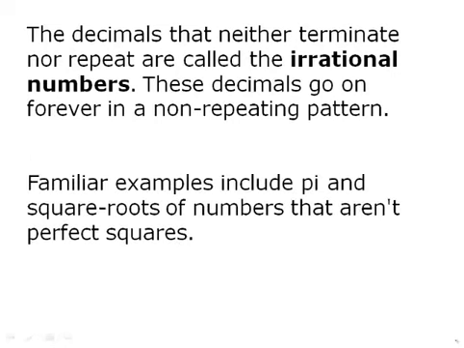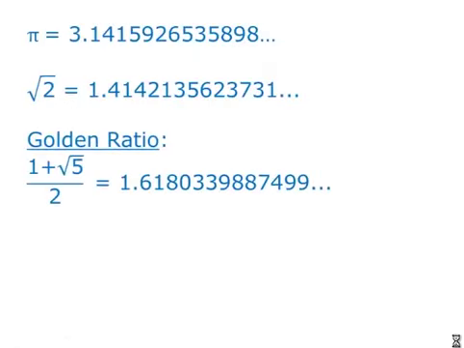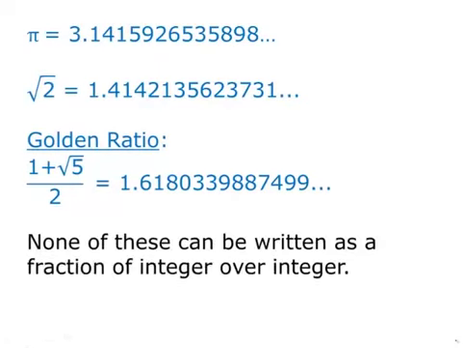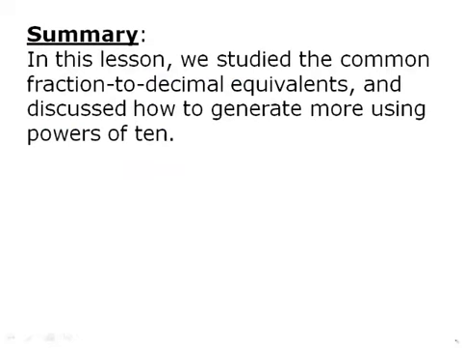Familiar examples include pi and square roots of numbers that aren't perfect squares. So for example, here are some famous irrational numbers. Of course, pi, the square root of 2, the famous mystical number, the golden ratio. All these go on forever, and there's no repeating pattern. None of these can be written as a fraction of integer over integer. In this lesson, we studied the common fraction to decimal equivalents and discussed how to generate more using powers of 10.